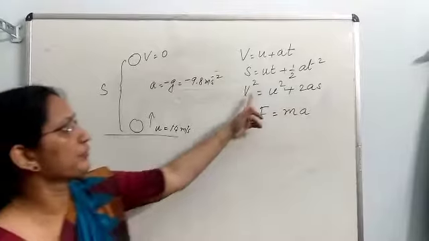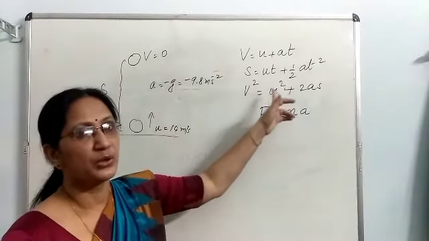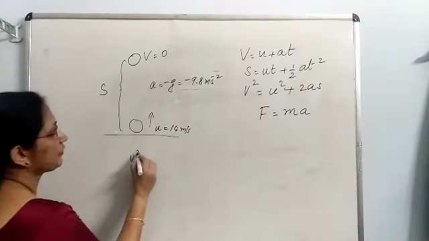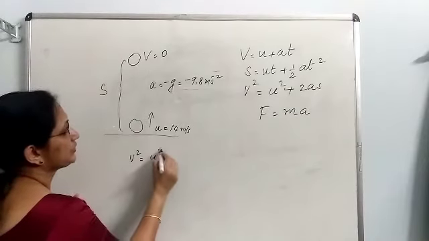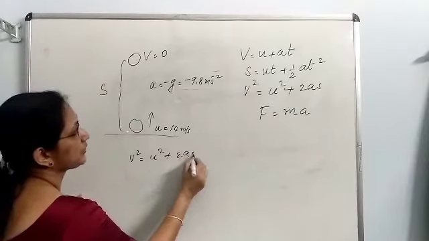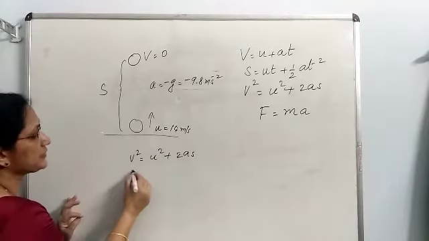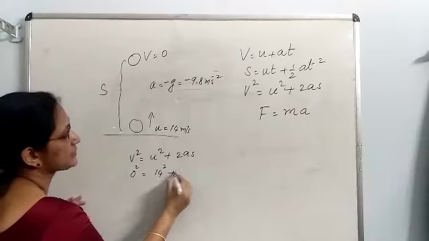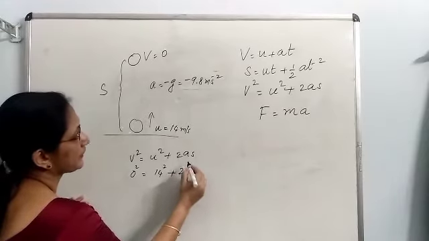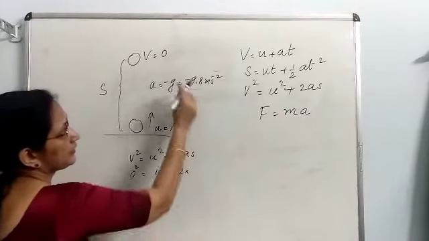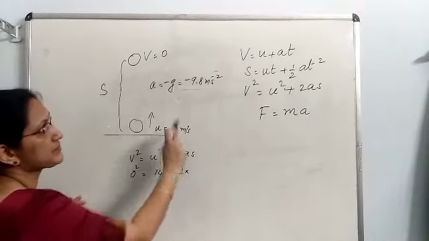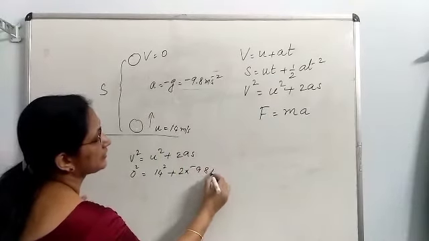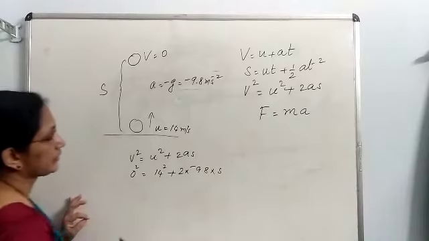So here the suitable formula is v square is equal to u square plus 2as. Let us solve with that formula. V square is equal to u square plus 2as. Substitute the values. V is 0, u 14 square plus 2 into, in the place of a, minus g must be written, that is minus 9.8 into s.